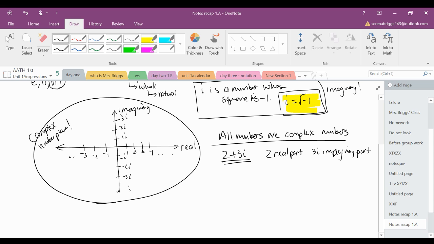If I was going to graph it, I would graph it right here. 2 on the real, 3i up. There it is, if I were to graph it on the complex number plane. i is a complex number. It has no real part and one i imaginary part. So if I was going to graph that one, I would graph it right here.